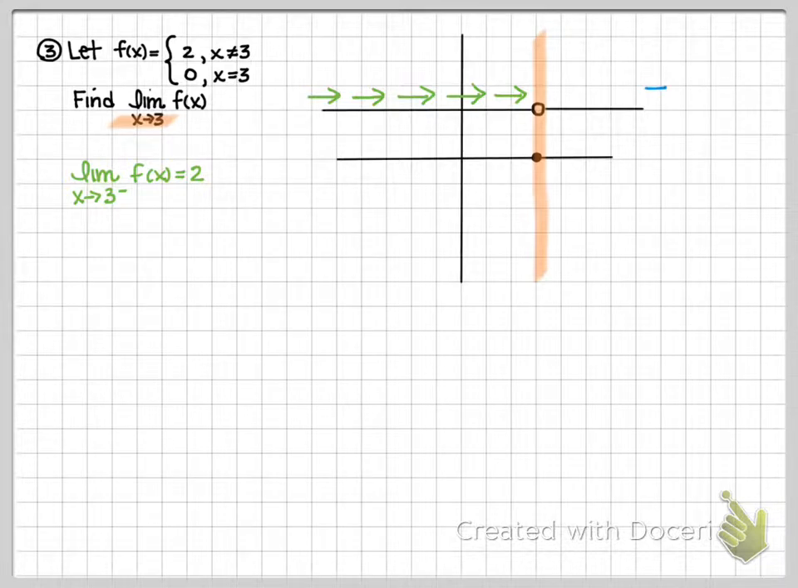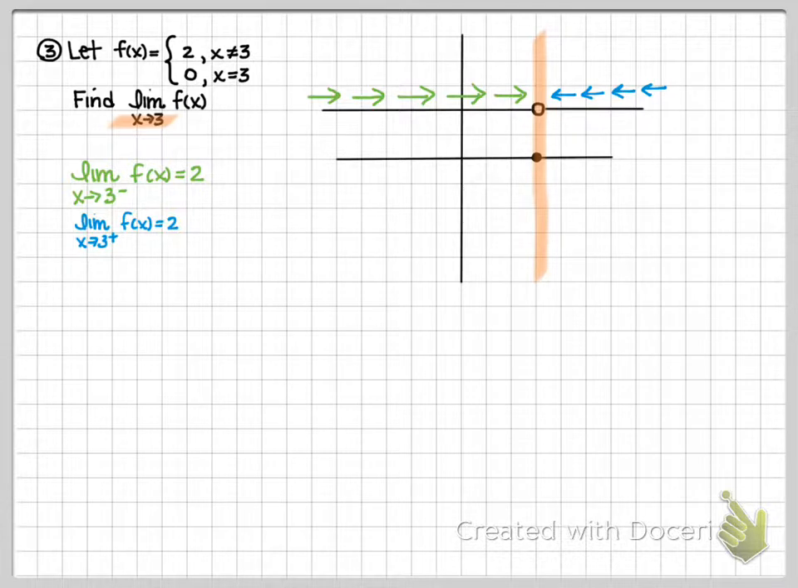So I come in from the right, trying to get closer and closer and closer to that orange line, and the y value that I am approaching, well, it looks like it's also 2. So my limit as x approaches 3 from the right for my original function is also 2.